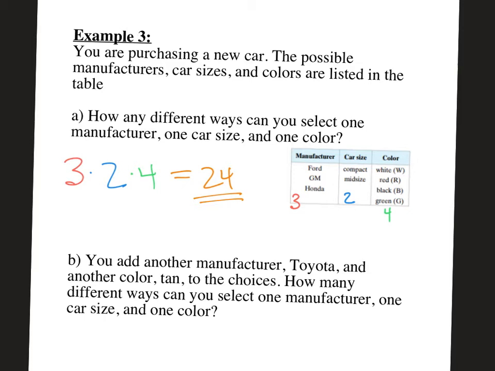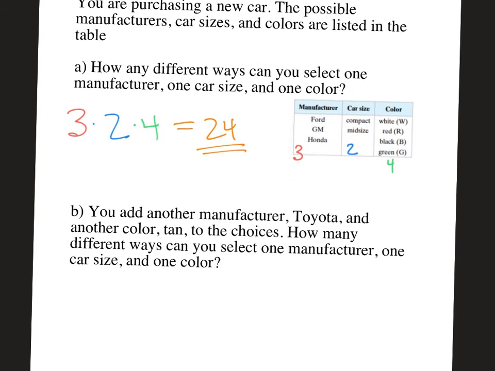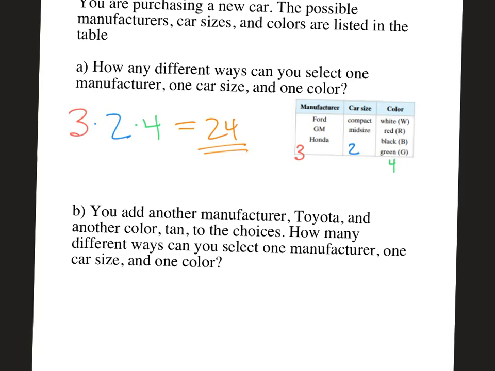You add another manufacturer, Toyota, and another color, tan, to the choices. So instead of 3 manufacturers and 4 colors, I now have 4 manufacturers times the 2 car sizes times the 5 different colors that you have to choose from, okay? And so that is a sample space of 40. And you wouldn't list it out the way that I listed out that first example, okay?